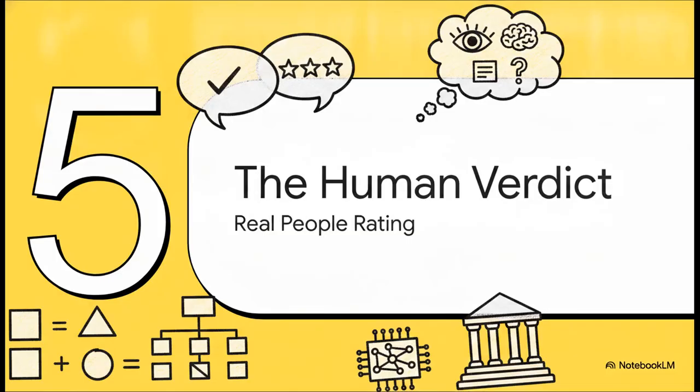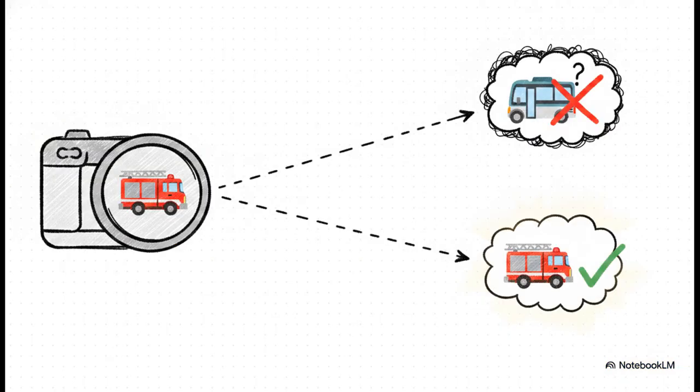Finally, Section 5, the human verdict. Let's see what real people thought. Let's loop back to that very first image of the fire engine. When graded by the old traditional MLE model, the AI confidently declared, "A red and white bus is driving down the street." A bus. It completely hallucinated that because of that exposure bias we talked about earlier.